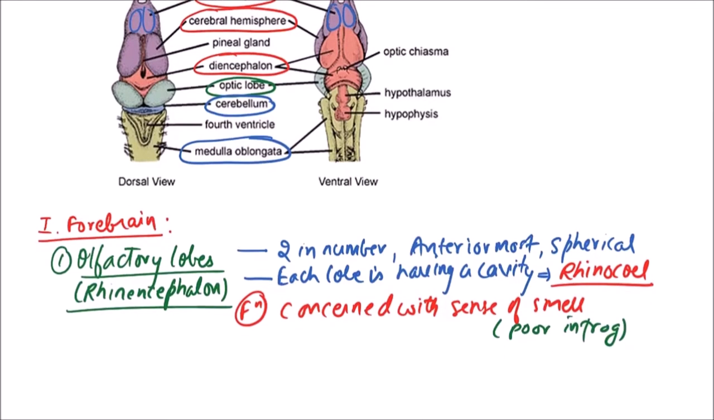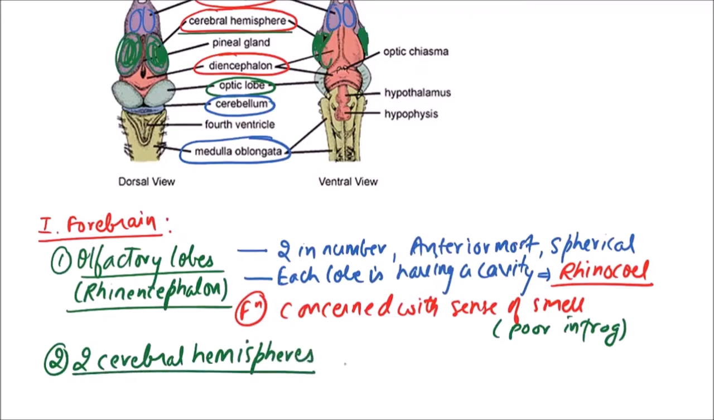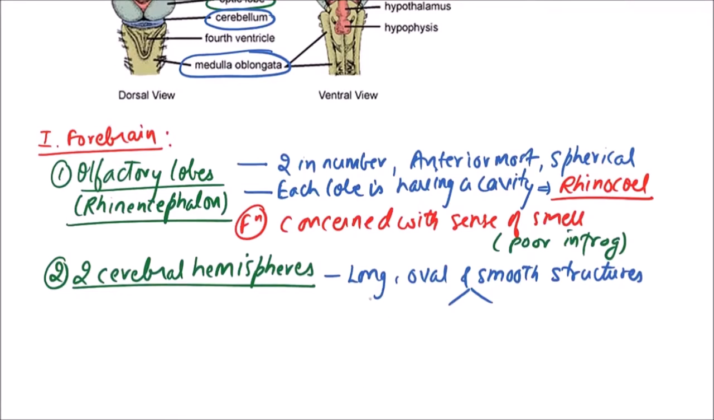Now the next one is cerebrum, or two cerebral hemispheres. These are long, oval, and smooth structures that are narrow anteriorly, or narrow in front, and broad posteriorly.